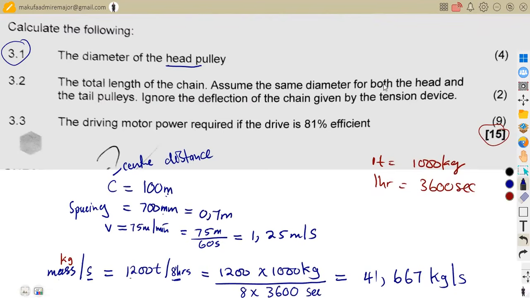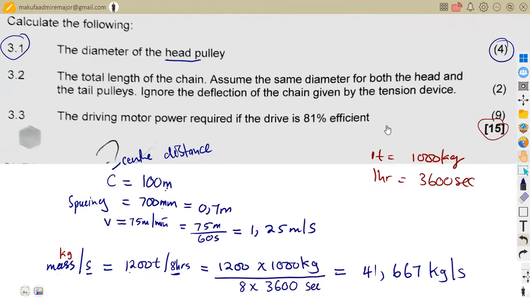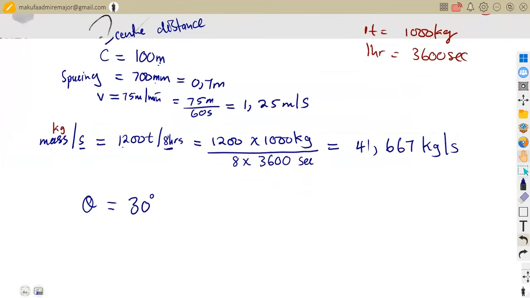The diameter of the head pulley. That is 4 marks, to calculate the diameter of the head pulley. So what are we going to do with the given data to calculate the diameter on question 3.1? We do not know our diameter, but remember that the velocity of the chain speed is given by pi dn over 60, whereby n is the speed in revolutions per minute, d is the diameter.